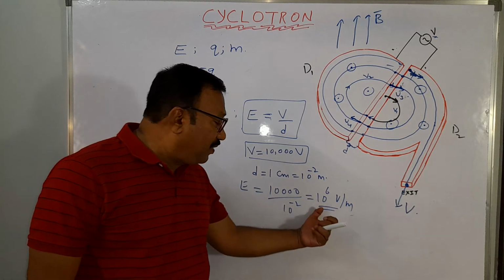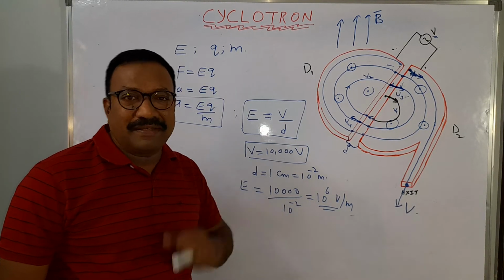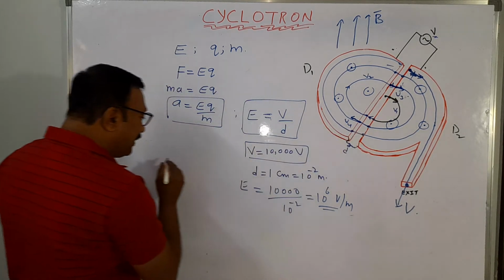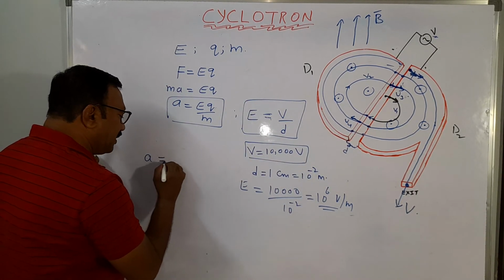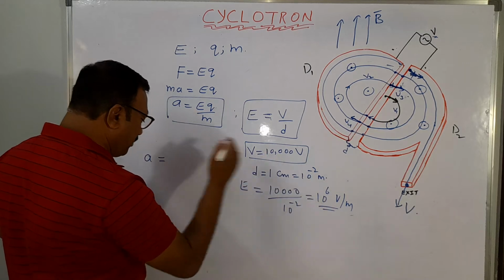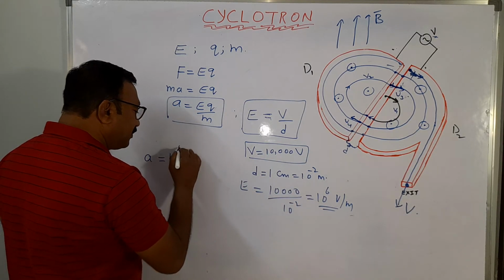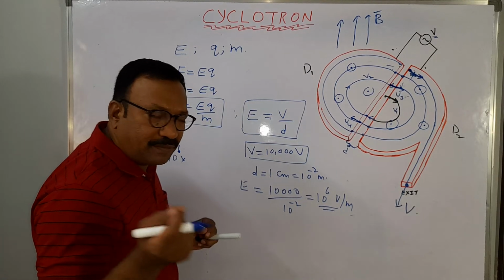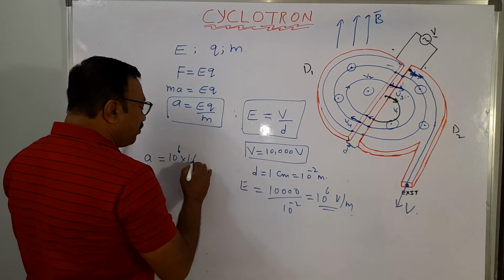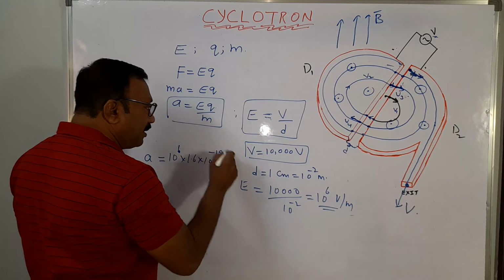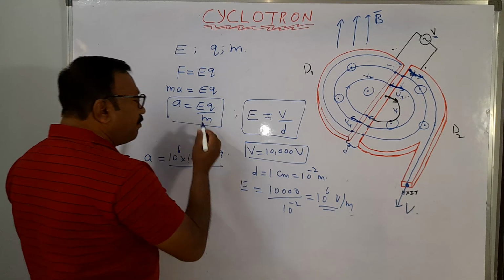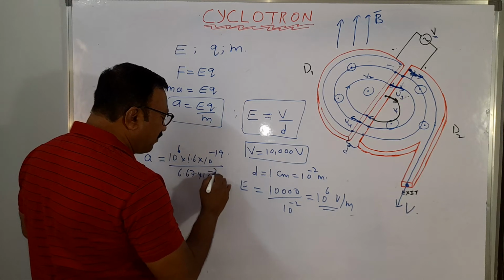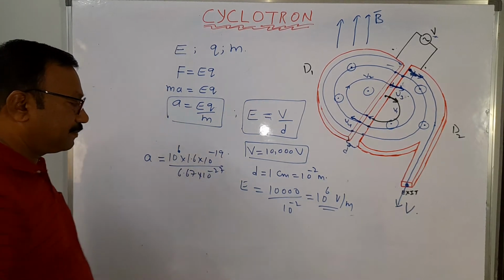Now if this electric field is so strong, what is the acceleration? Let me come to the acceleration of the particle between the plates. So acceleration is electric field times charge divided by mass. Let me take 10 to the power of 6. Charge: I said it is a proton, no? So this is 1.6 into 10 to the power of minus 19 coulombs. Mass of the proton, let me take 6.67 into 10 to the power of minus 27 kgs.